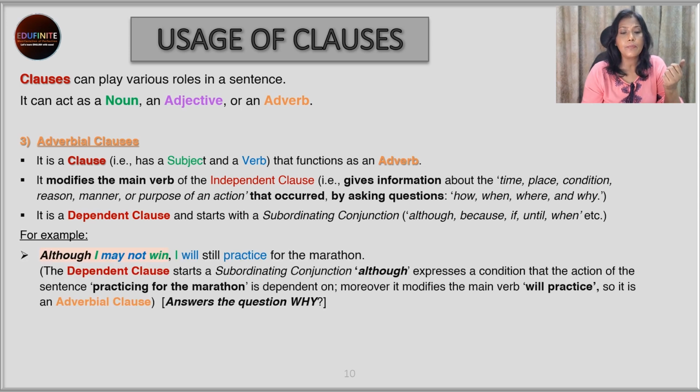Now, for example, although I may not win, I will still practice for the marathon. So what is happening over here? The dependent clause starts with a subordinating conjunction, although. So definitely that's one point of adverbial clause ticked. And what it does, it expresses a condition that the action of the sentence, practicing for the marathon, is dependent on.